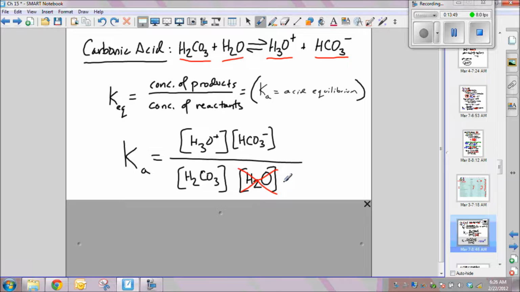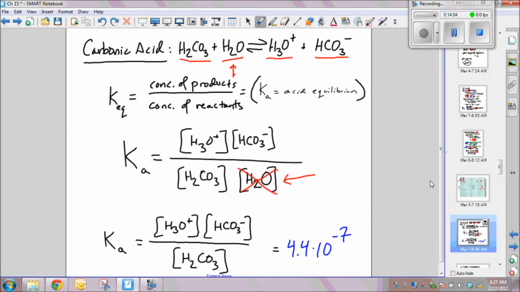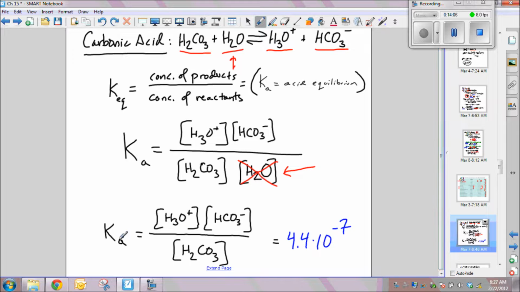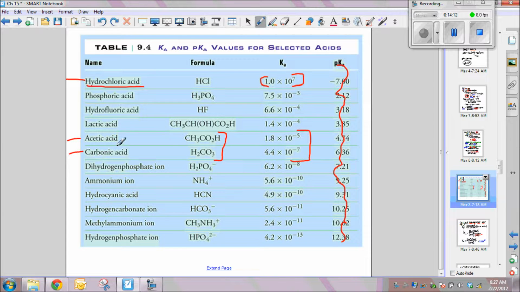And remember this weird little trick, and it is cheating. We cross out the molar concentration of water. That's one of our reactants, so it's shown in the denominator right there. So we cross that out and ignore it, and you get this as the final expression for the Ka: products over reactants, ignoring water. And remember from our previous table, it's a tiny number. Carbonic acid is 4.4 times 10 to the negative 7th, shown here.